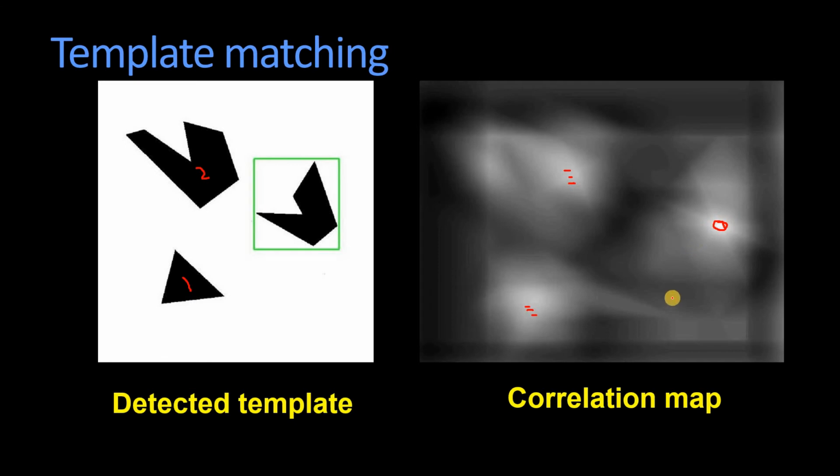Clear? So this brightest point shows that this is the maximum matching point in the whole of the two images. Clear? This image that you see over here is also called the correlation map. So it's called correlation map.